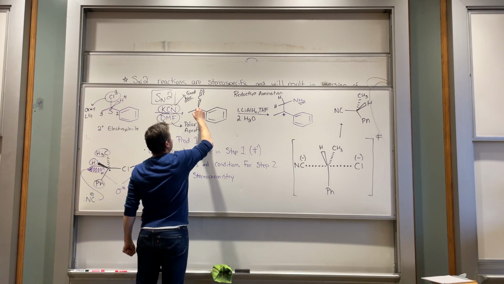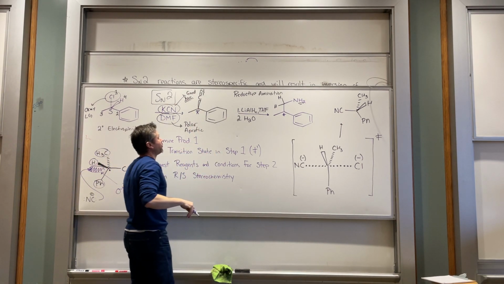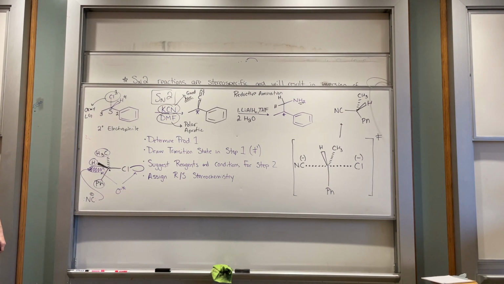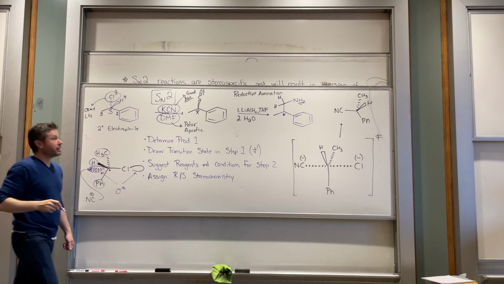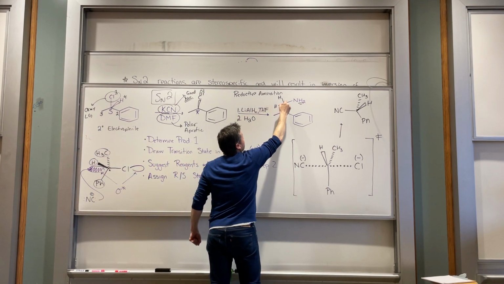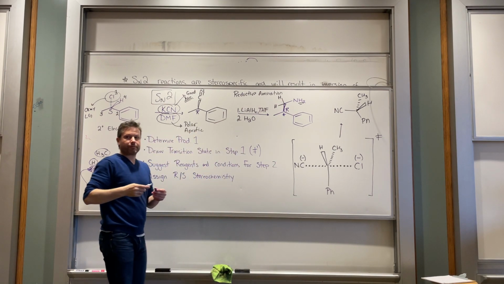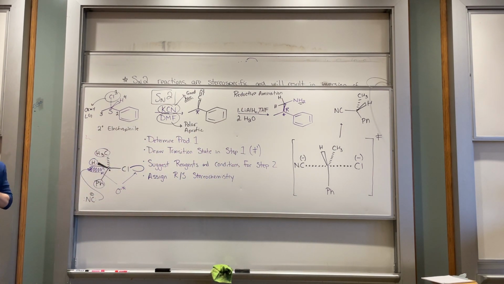right? And in this case, this is an example where we are going to switch R and S stereochemistry. So the product is going to be an R stereocenter. Same thing here, if this is coming out, that's also going to be the R stereocenter. Questions about this?